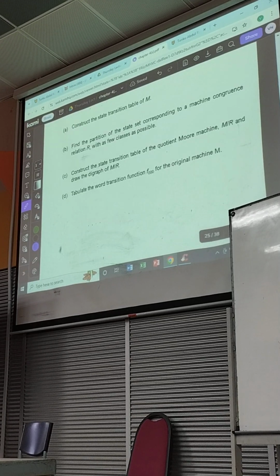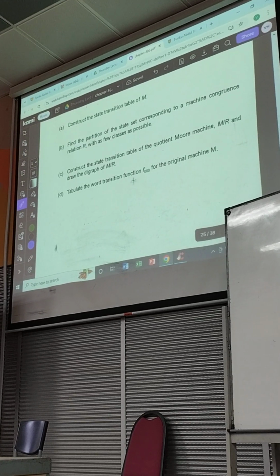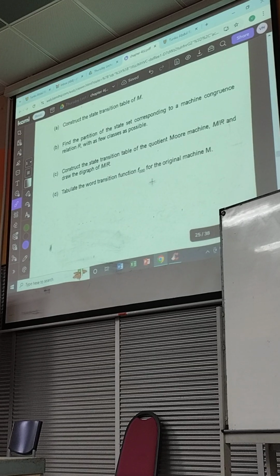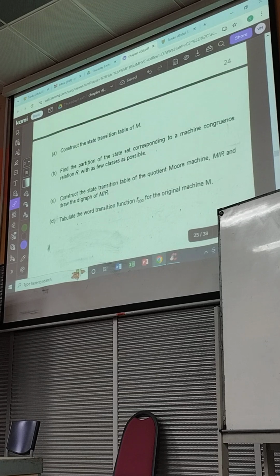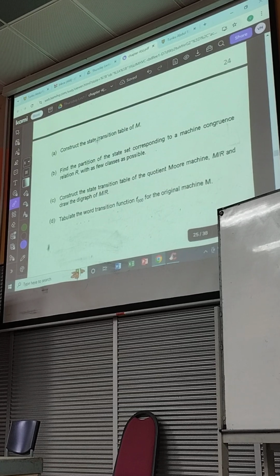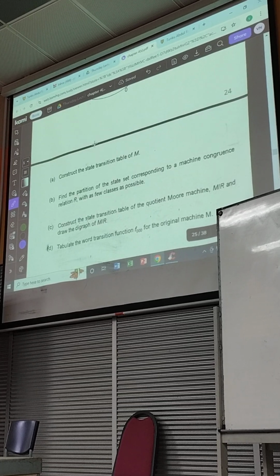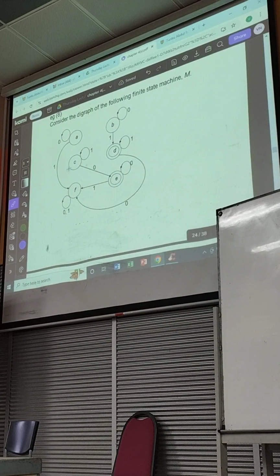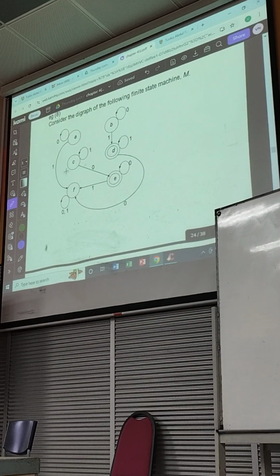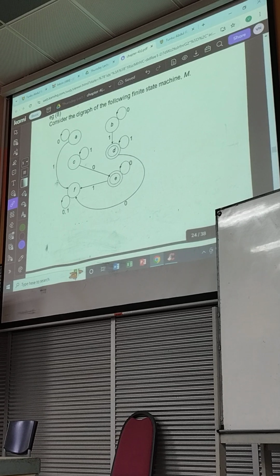Then the last one is to tabulate the word transition function F000. This is the one that we have done last week. Now we do the first table here, the state transition table of the M machine. Now we will just look at the graph and do the table from one step to another.